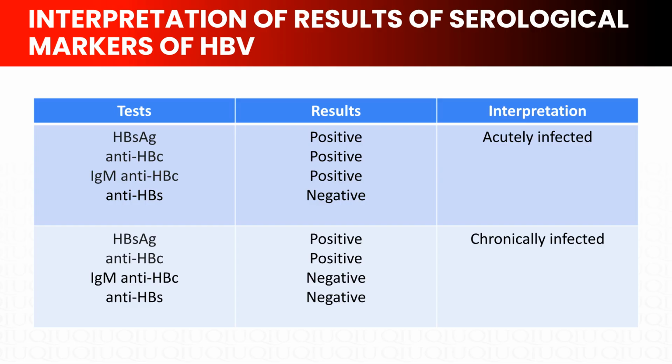Chronic infection: HBsAg positive, anti-HBc positive, IgM anti-HBc negative, anti-HBs negative. Notice the critical difference. IgM is negative because this isn't acute. HBsAg persists beyond 6 months. Anti-HBc IgG is present from past exposure, but anti-HBs never appears because the virus was never cleared. The key differentiator between acute and chronic: the presence or absence of IgM anti-HBc and the duration of HBsAg positivity.